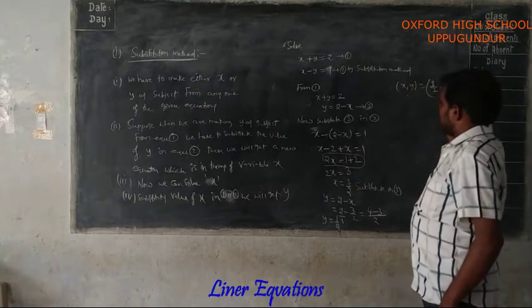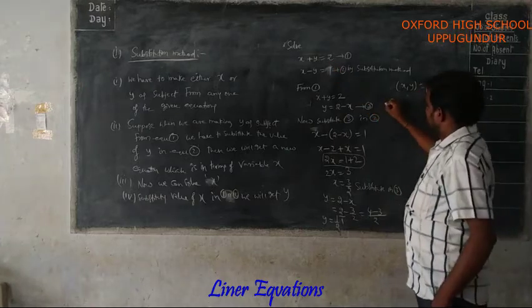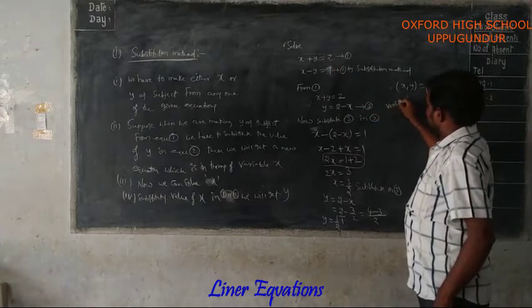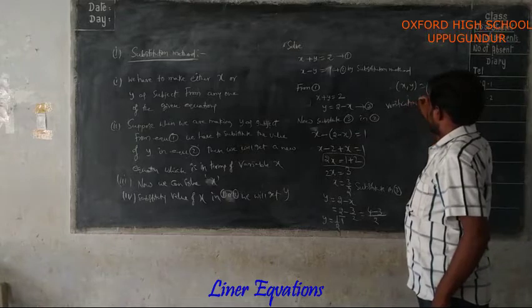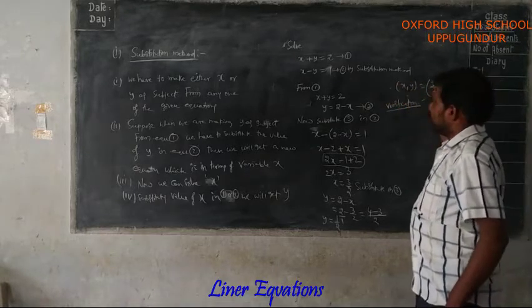Once you check whether these values are correct or not, when you are substituting these values in equation 1, verification. No need to find cross-check verification for all the problems. For this problem, we are just checking whether these two values are correct or not.